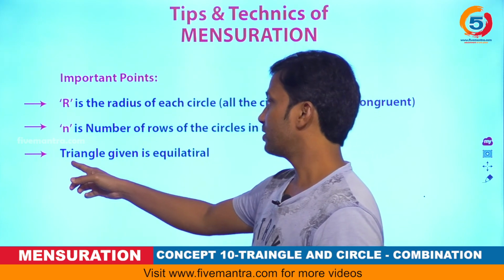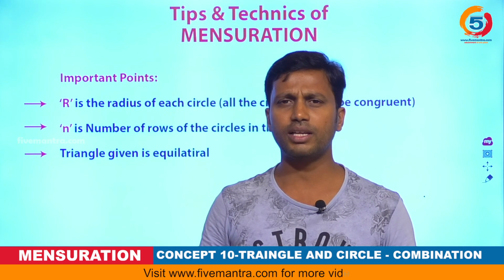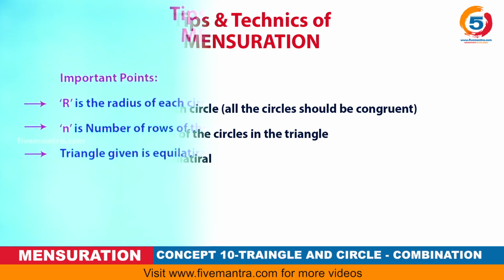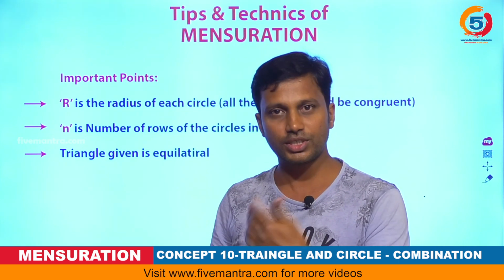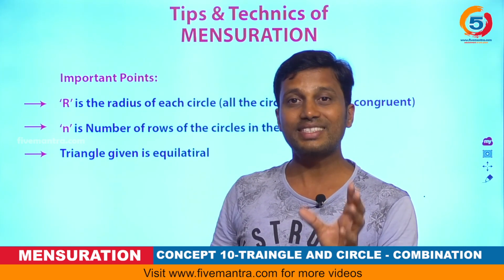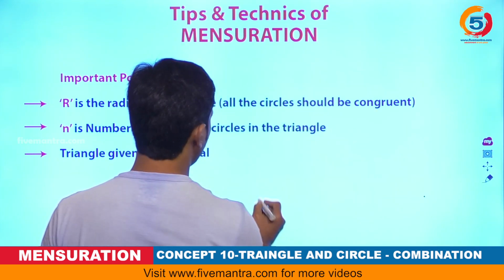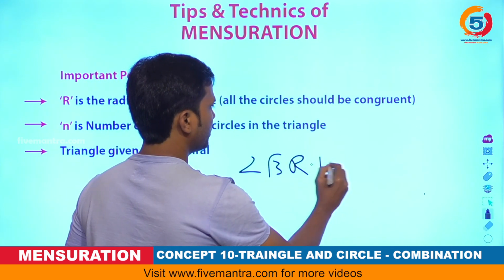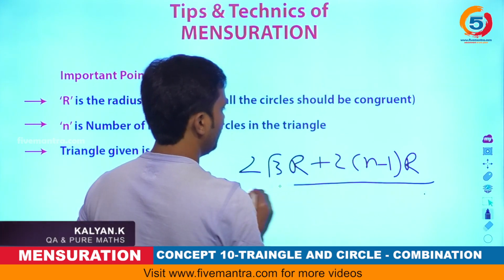And the next final one is that the triangle given should be equilateral. Obviously it's an equilateral triangle, but once again I am reminding you. These are the important factors to be remembered while doing this kind of problem. Only in such cases, our answer to get the side of the triangle while the radius is given is finally, what is that? 2 root 3 R plus 2 into (n minus 1) R.